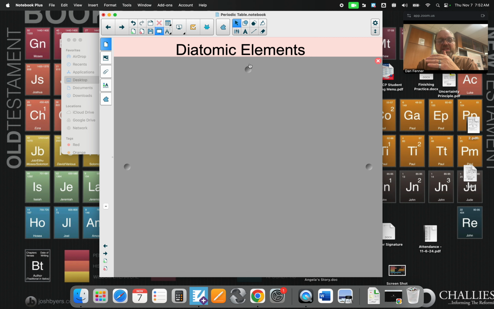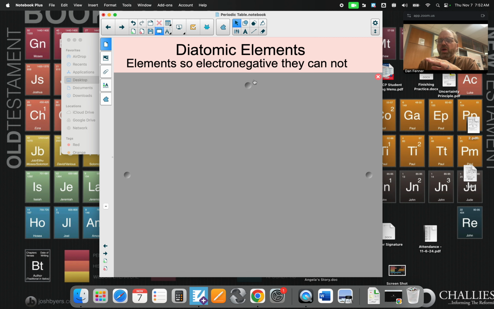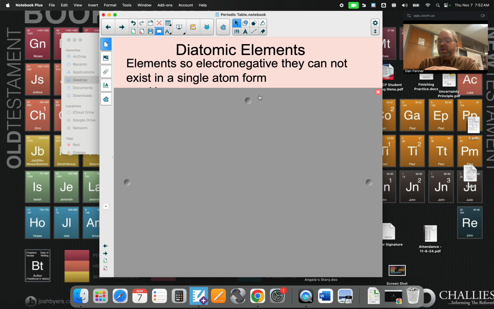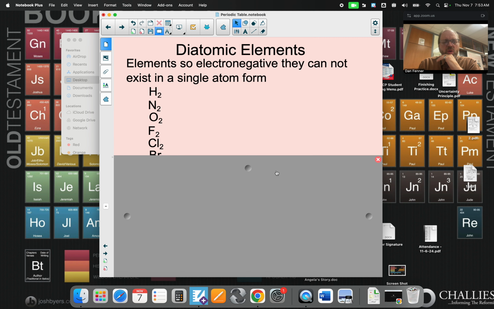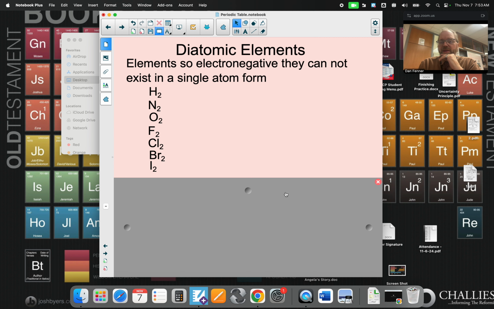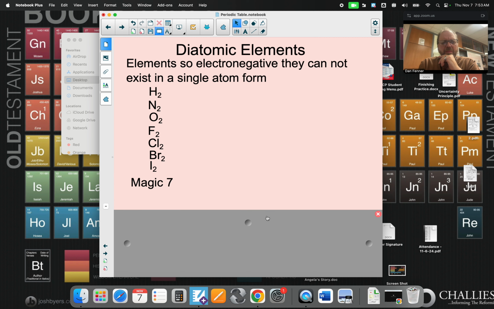Because of that electronegativity, these cannot exist as a single atom. Where we have carbon that can be a single carbon atom, or sodium as a single sodium atom. There are 7 elements: hydrogen, nitrogen, oxygen, fluorine, chlorine, bromine, and iodine, that when they exist as an element by itself, only as an element by itself, they'll bond up with themselves, but they can't exist by themselves. We call this the magic 7.